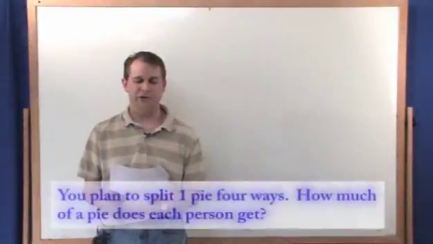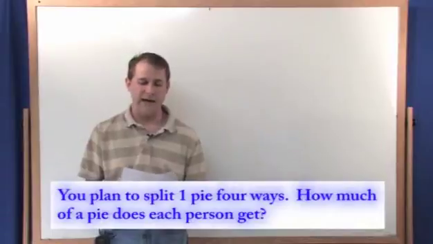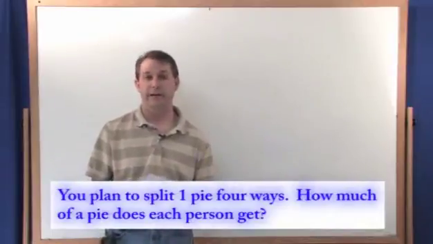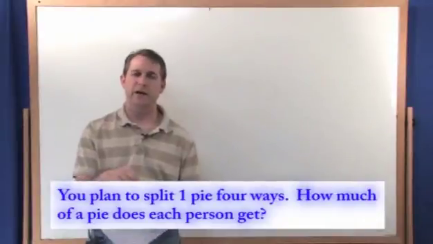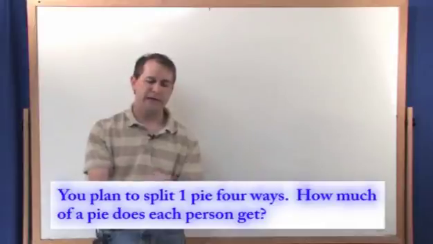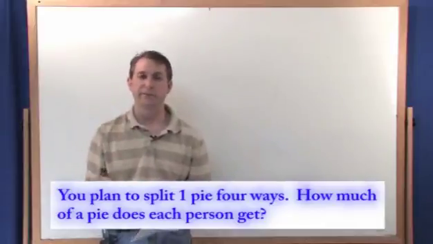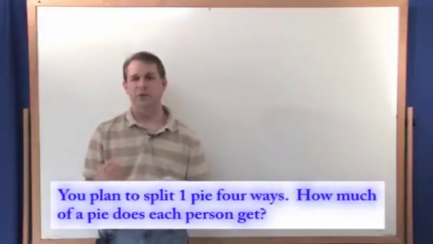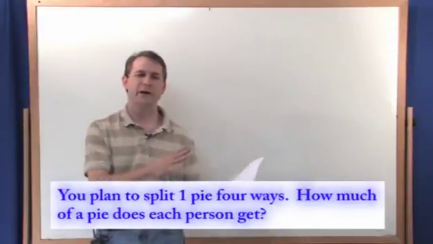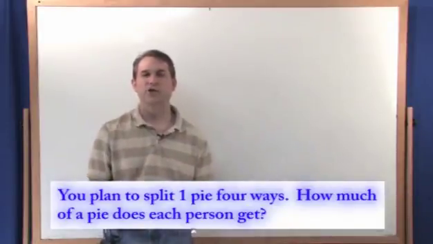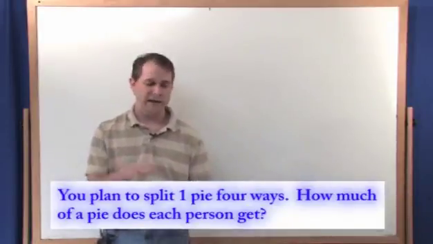Okay, the next problem says you plan to split one pie 4 ways. How much of a pie does each person get? Okay, so this is the same kind of thing. You're told that you have one pie, so that's how much of something you have. You're splitting it 4 ways, so there's 4 people involved, and you're trying to find out how much each person gets. So when you have a problem like that where it says how much of something does each person get, usually you're going to have to divide, and it just makes sense.